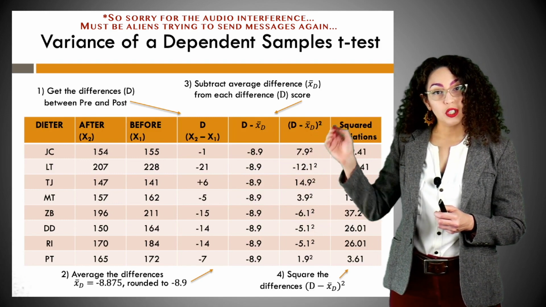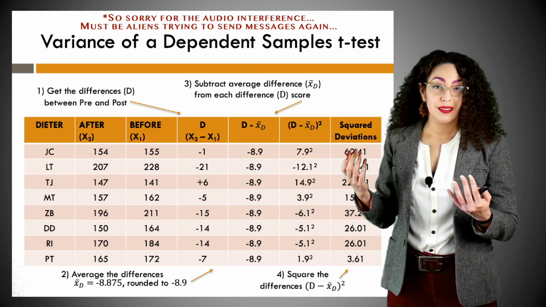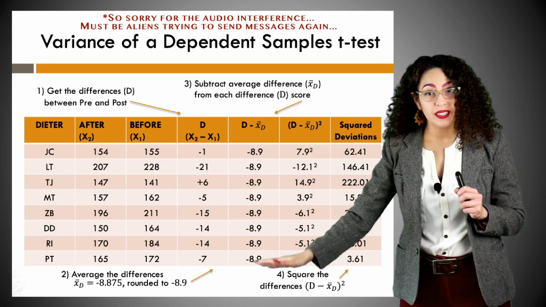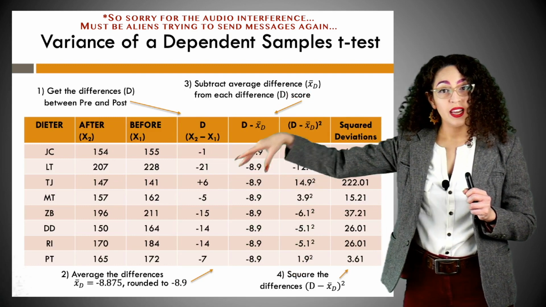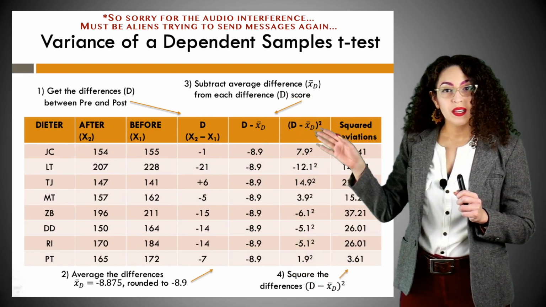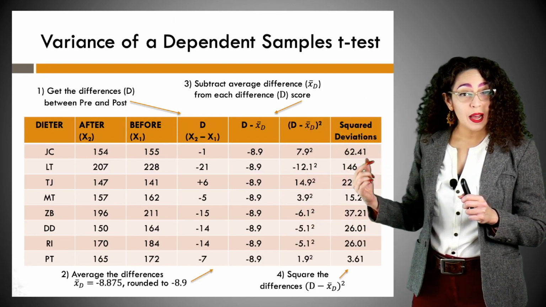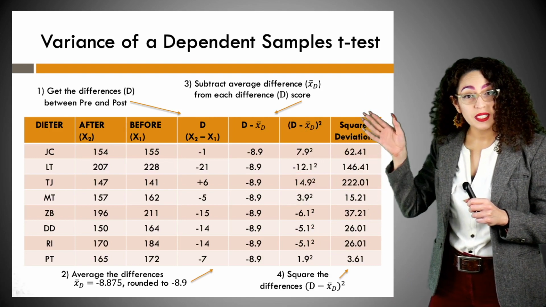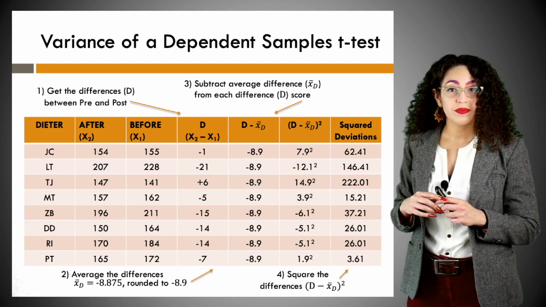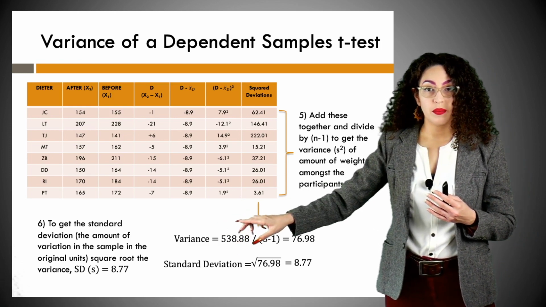Now we want to do what we always do to get the variance and standard deviation. Think all the way back to months ago, where we subtract the average from all the differences, and then remember we have to square them all, because if we just added them all, they would add up to 0. So we square all the differences, then we take the sum of those squared deviations, we add them all up, and we get our sum of squares. If we add up all those squares, we end up with 538.88.